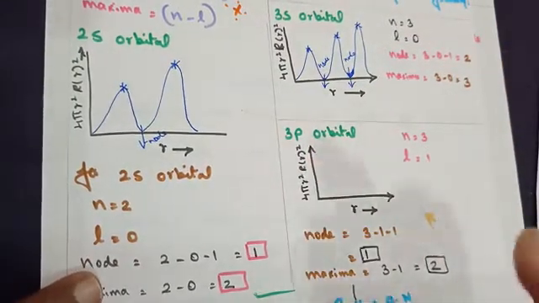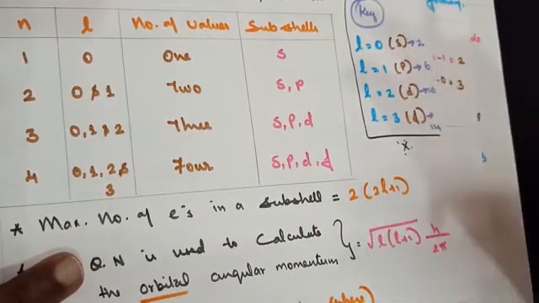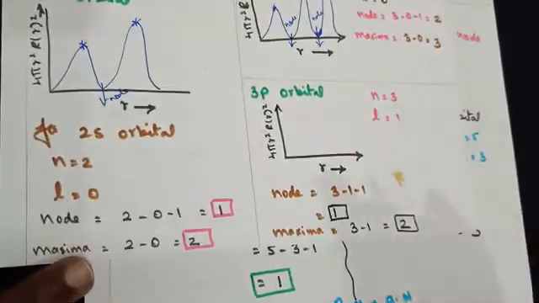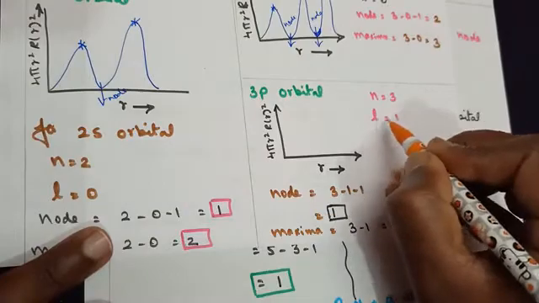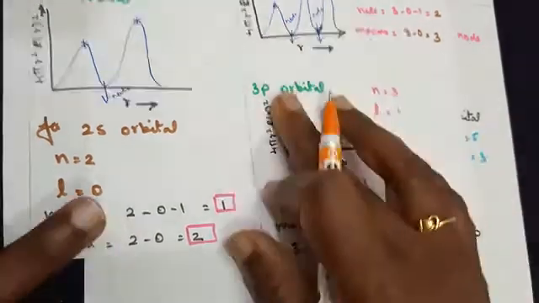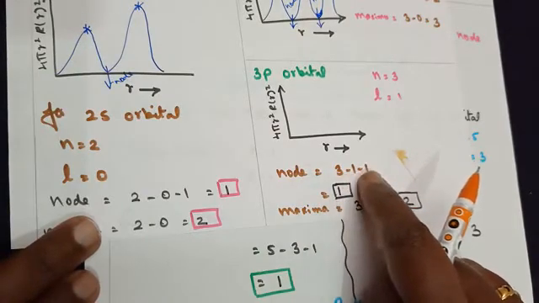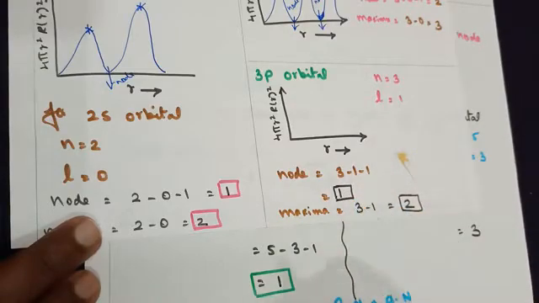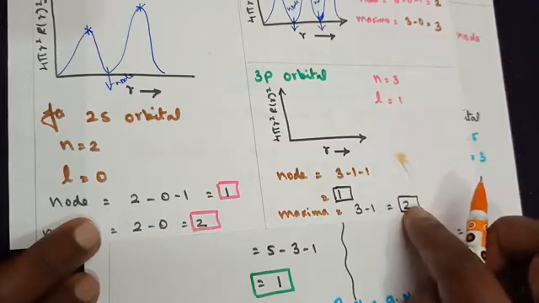Moving to a 3p orbital. P means, what did I tell you? When it's a p, L value is equal to 1. Remember only these 4 letters, numbers along with the alphabet allotted to each orbital level. It's easy for you. 3p, when I say principal quantum number is 3, L is equal to 1. The same way, substitute into this formula. I get node is equal to 3 minus 1 minus 1. Minus 1 minus 1 becomes minus 2. 3 minus 2 will be 1. Maxima will be 3 minus 1, that is n minus L. I will get 2 as the answer.